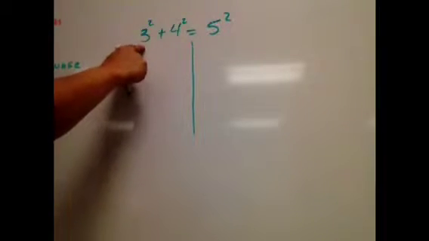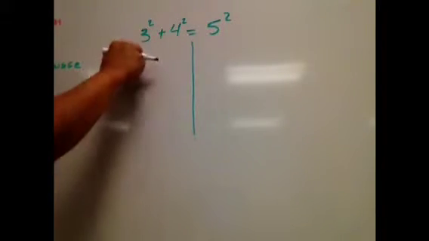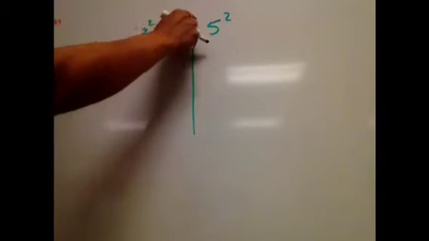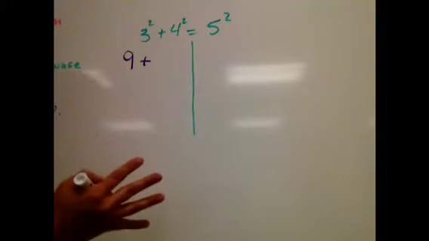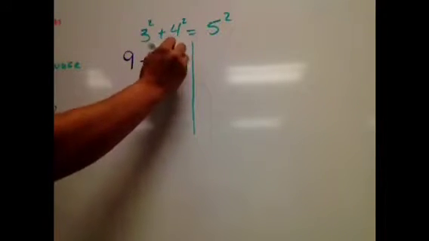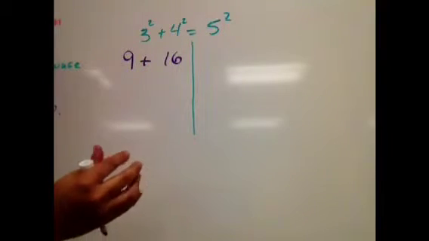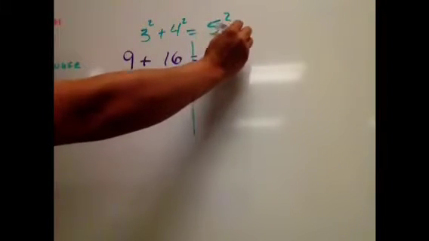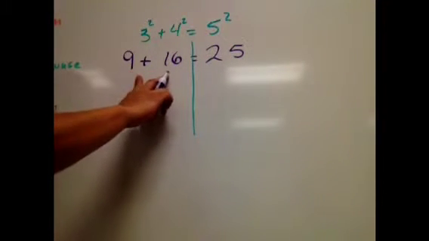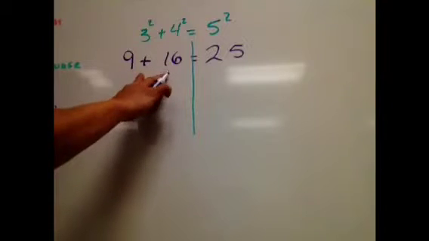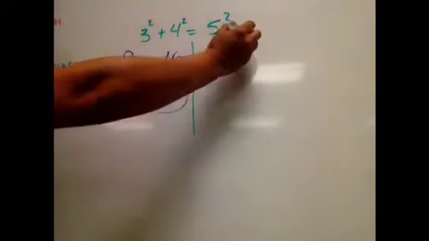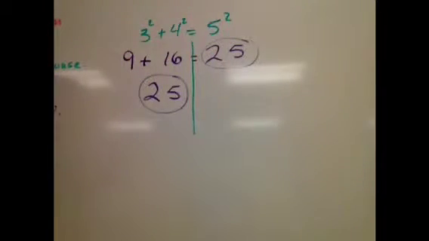Let's say 3 squared means 3 times 3. 3 times 3 is 9 plus 4 squared. Remember, 4 squared means 4 times 4. That's 16. Over here, 5 squared. 5 times 5. You know 5 times 5 is 25. So let's add these together. 16 plus 9, and guess what? It equals 25. This is equal to this sign, okay? And they found this out some time ago, and they saw that it works for all triangles.